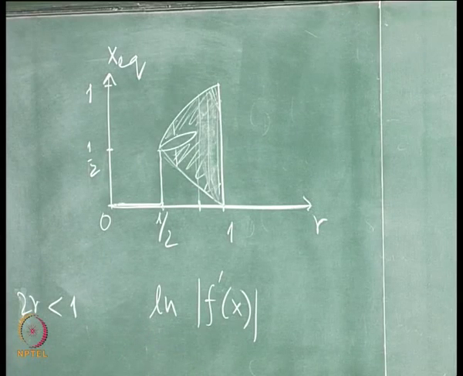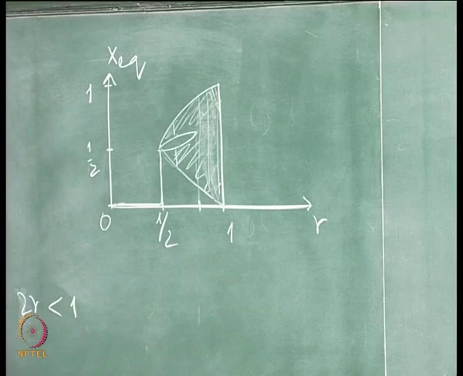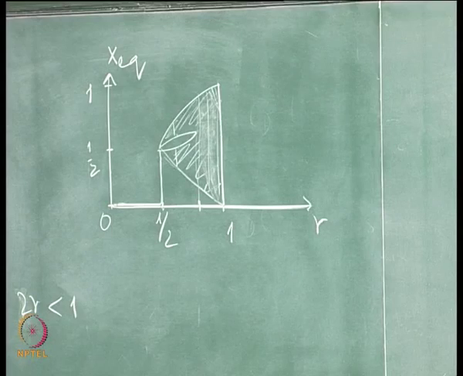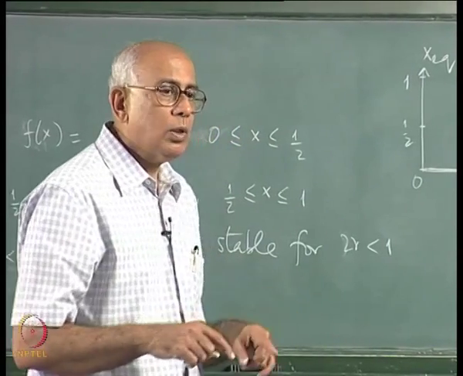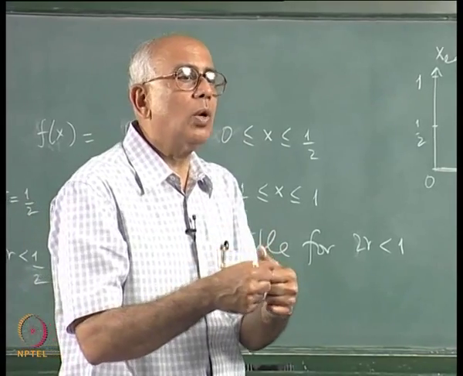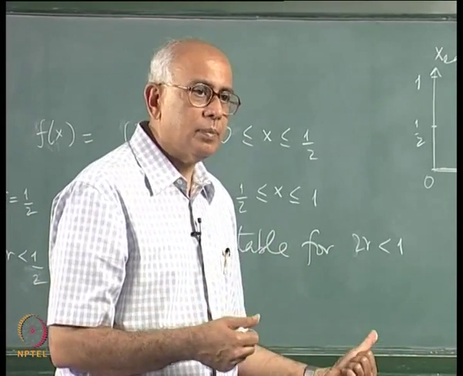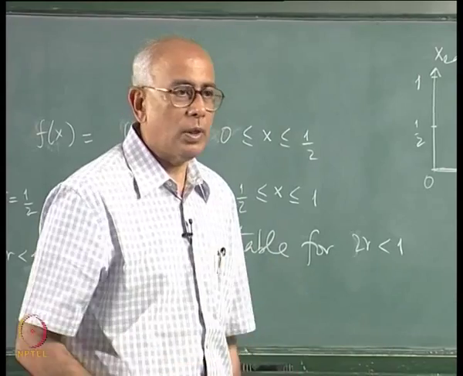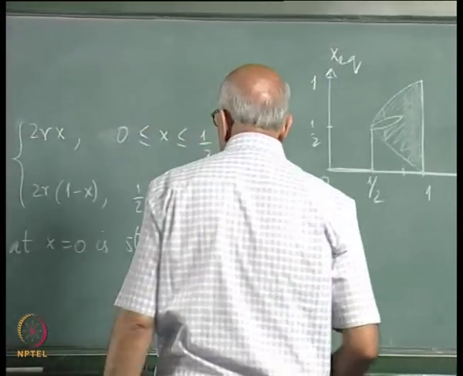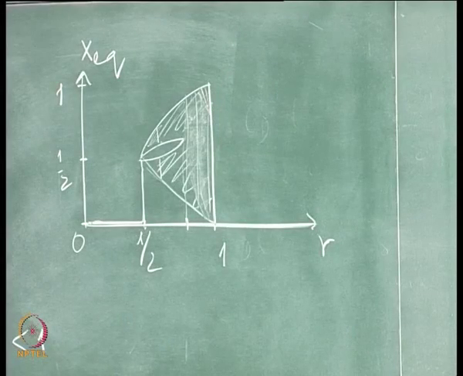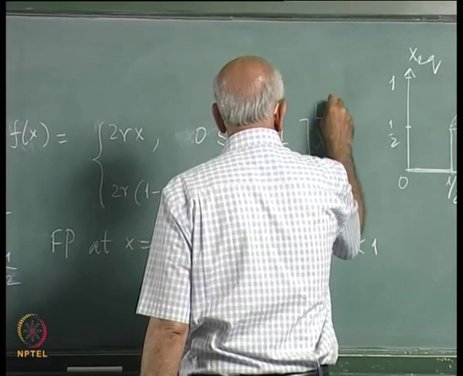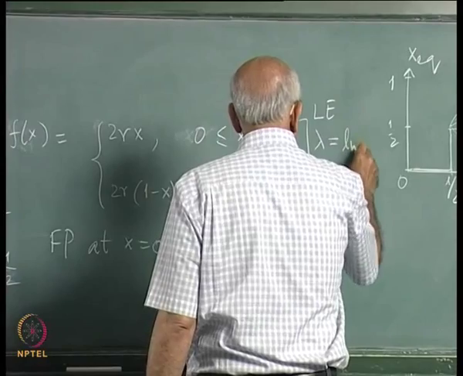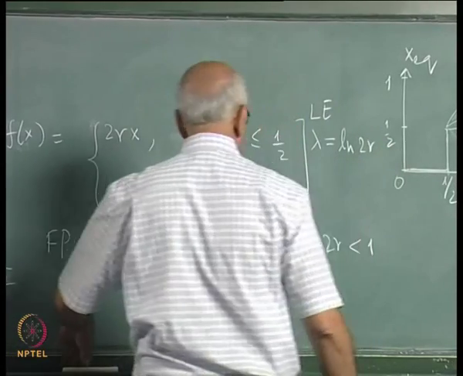So let me write that down. Yes, the Lyapunov exponent is the log. So my statement was mod f prime of x gives you the local stretch factor and its logarithm gives you the Lyapunov exponent. So this map has lambda, the Lyapunov exponent lambda, equal to log 2r.